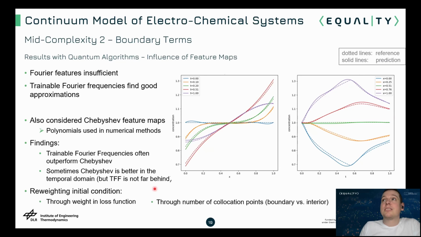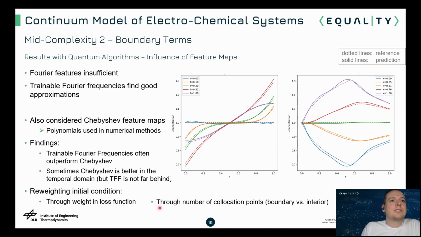What was also necessary to make this work is some reweighting of the different loss terms. So we have costs working on boundary conditions, costs working on differential equations, and on the initial conditions. Now, what you can, of course, do is weight them differently in the loss function, as you would usually do in optimization of, for example, a neural network.